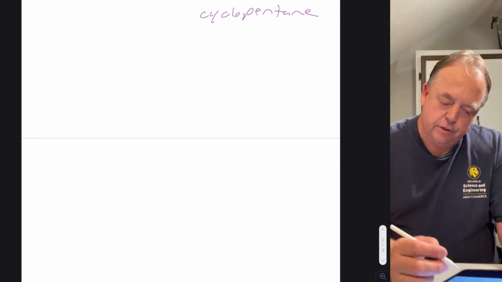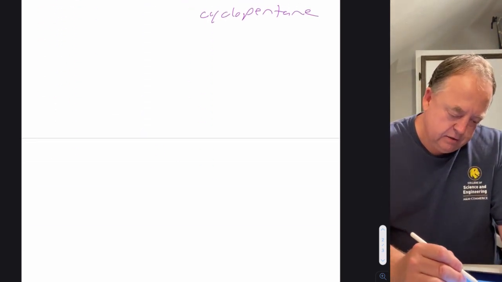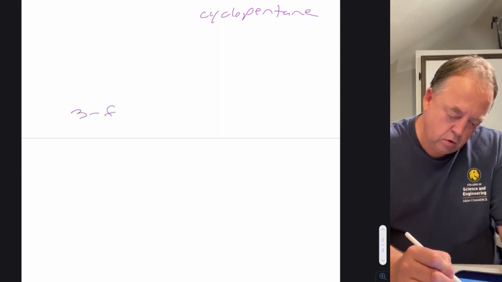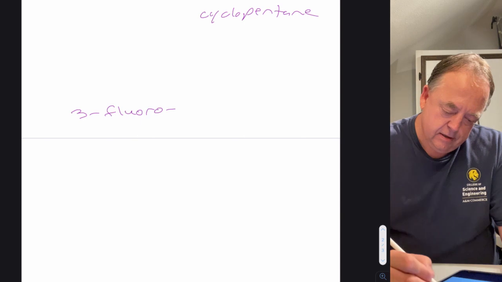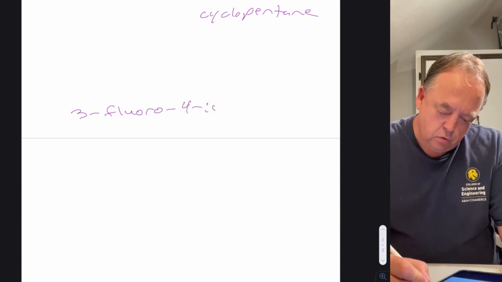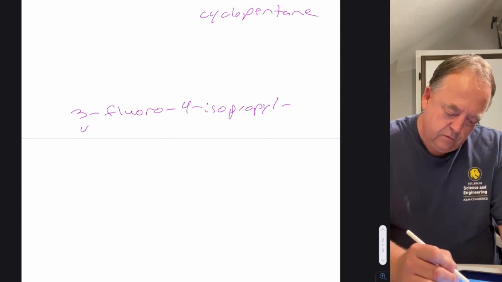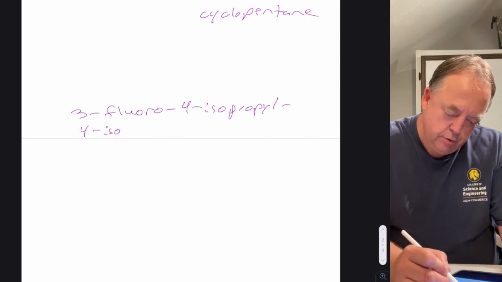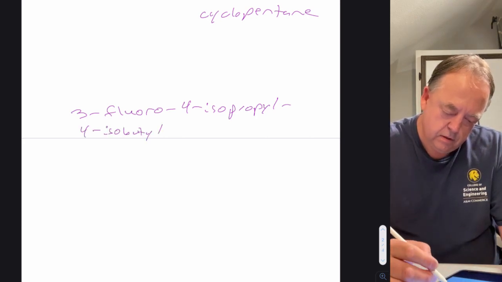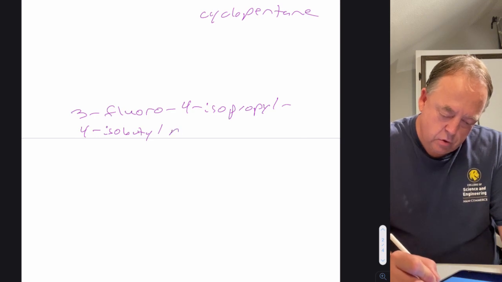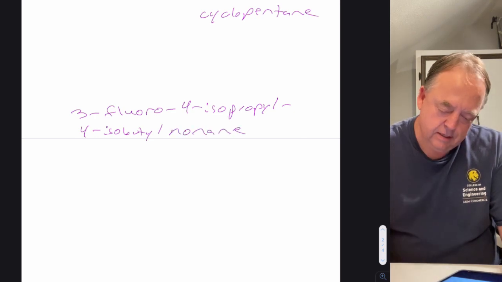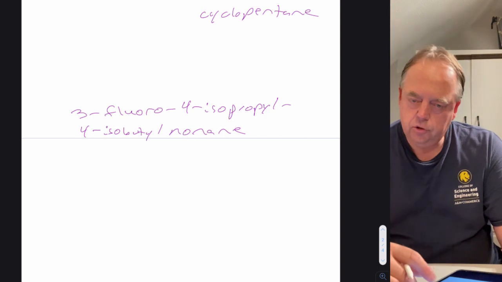Okay, and then you should be able to go the opposite direction. So, for example, 3 fluoro, 4 isopropyl, 4-isobutyl nonane. So maybe I give you the name and ask you to draw the structure.